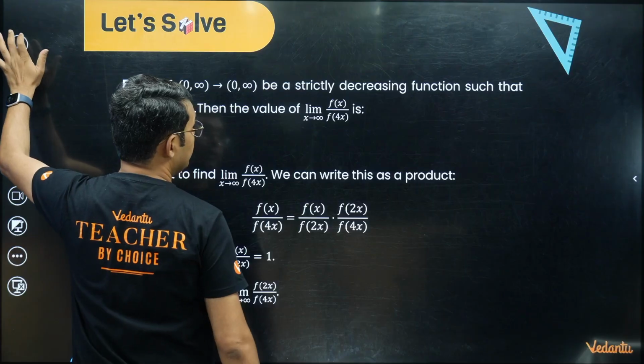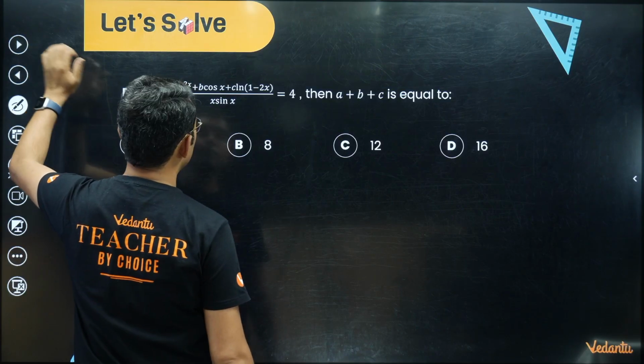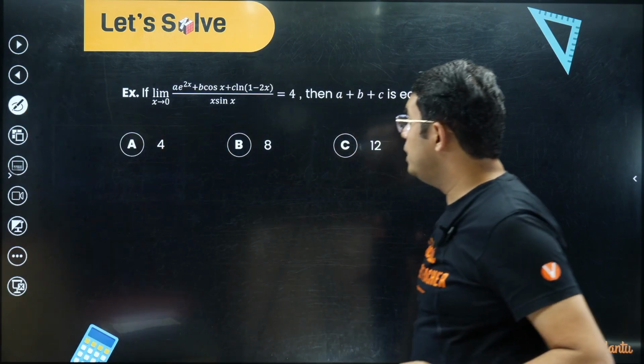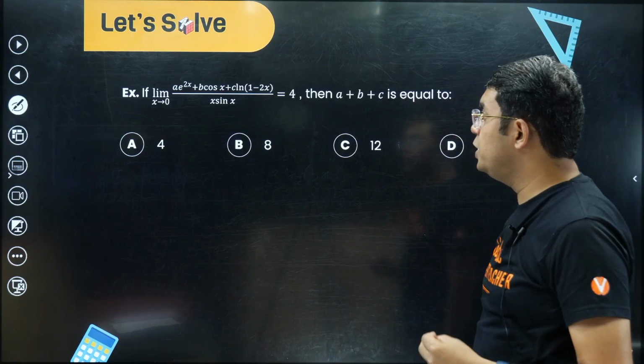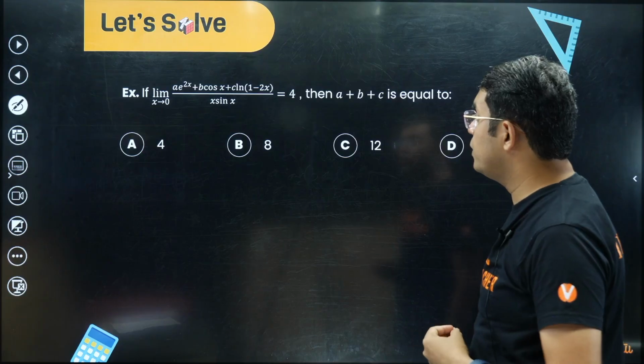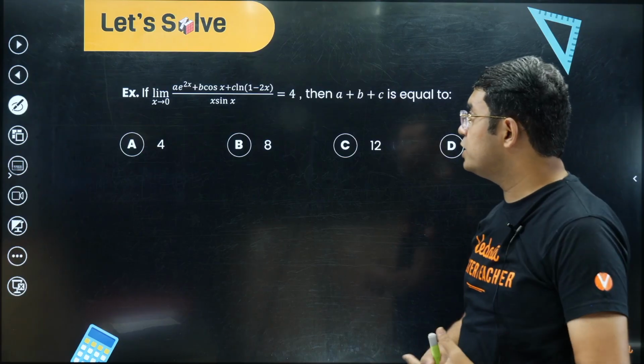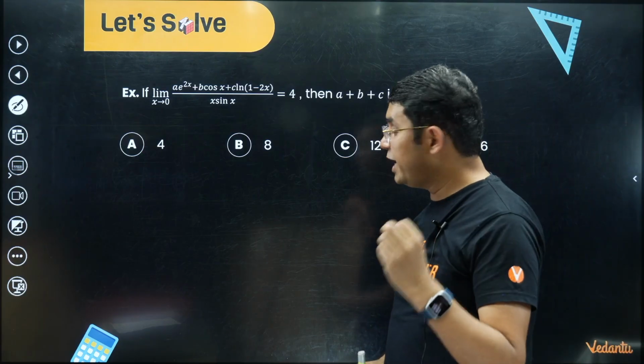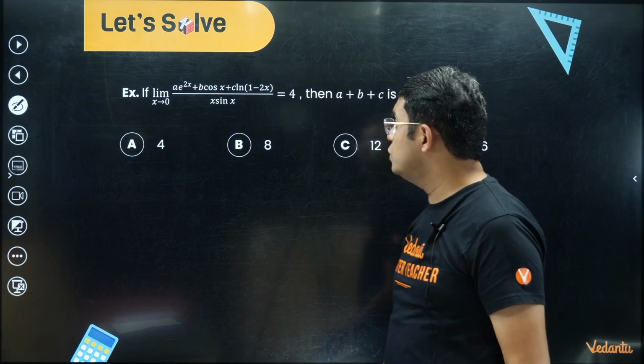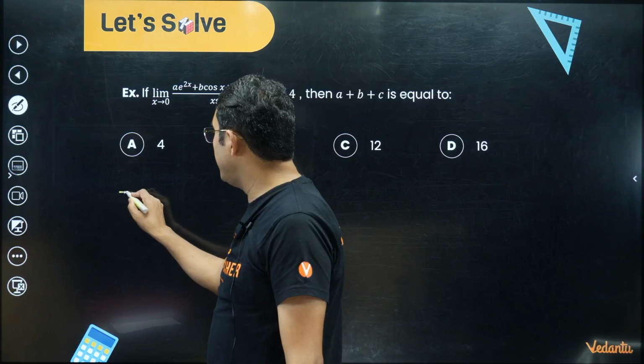So now coming to the next question. a·e^(2x) + b·cos x + c·ln(1 − 2x), upon x sin x, is equal to 4. Now this question you can do in two ways. One is expansion and one is the L'Hospital rule. So let's try to do this question by expansion.